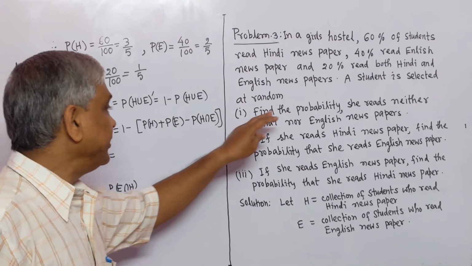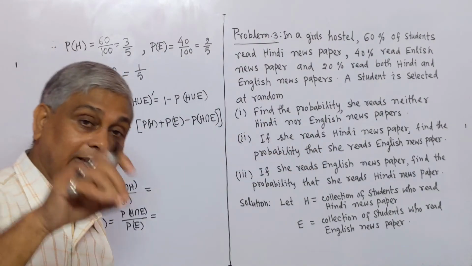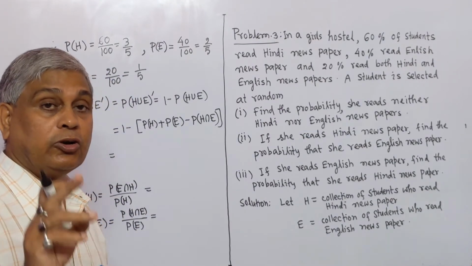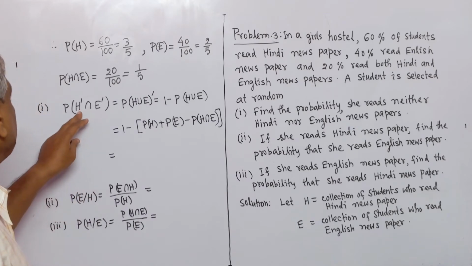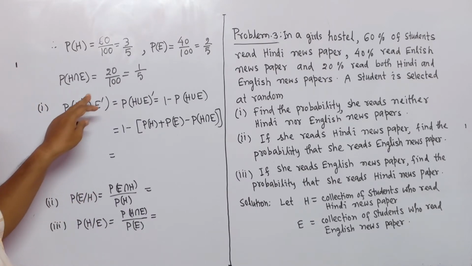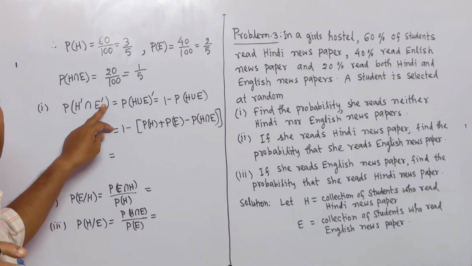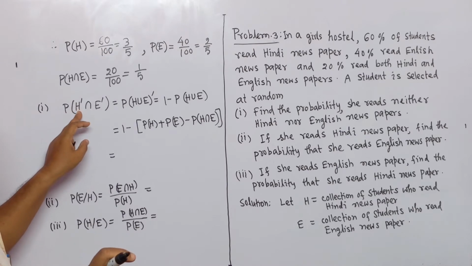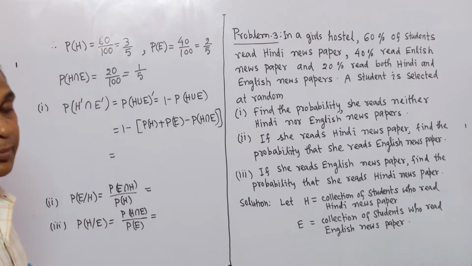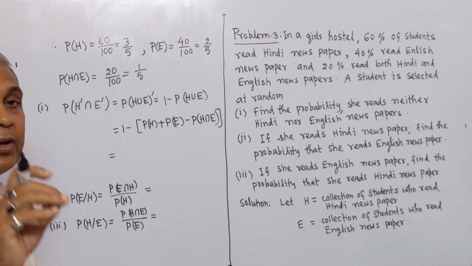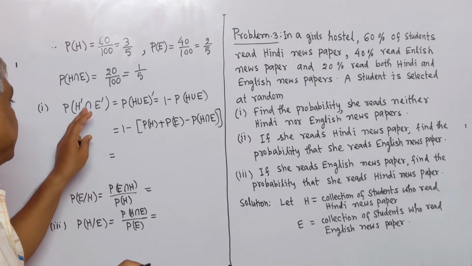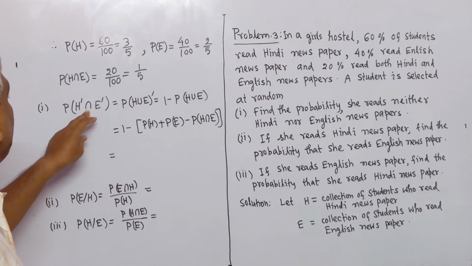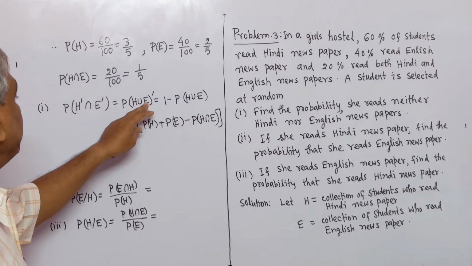Now, number 1. Find the probability that she reads neither Hindi nor English newspaper. Means not Hindi. Not Hindi means complement of H. Not English means complement of E. So, this is probability of neither Hindi nor English, means probability of complement of H intersect complement of E. And by De Morgan's law, this equals probability of (H union E) complement.